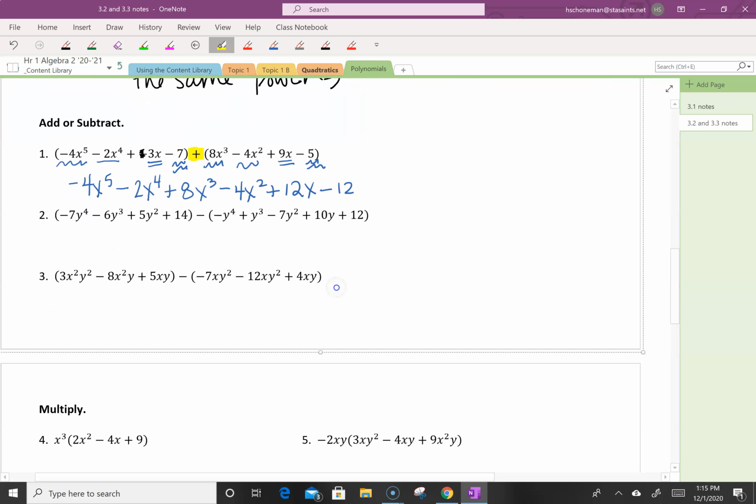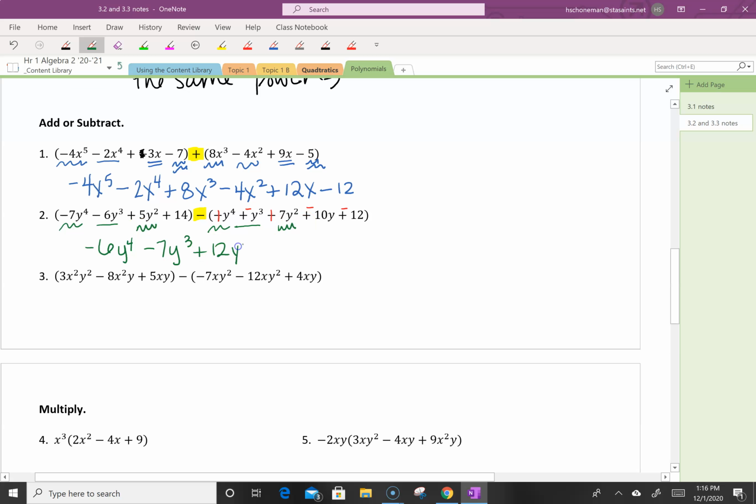You are not multiplying anything. This one's got a minus sign in between. When it's a minus, we're going to change the sign of everything in the second parentheses. This becomes plus, negative, negative. Now we're ready to combine like terms. Negative 4y squared and positive 1 gives us negative 6y to the 4th. Negative 6y cubed and negative y cubed would be negative 7y cubed. 5y squared and 7y squared is 12y squared.